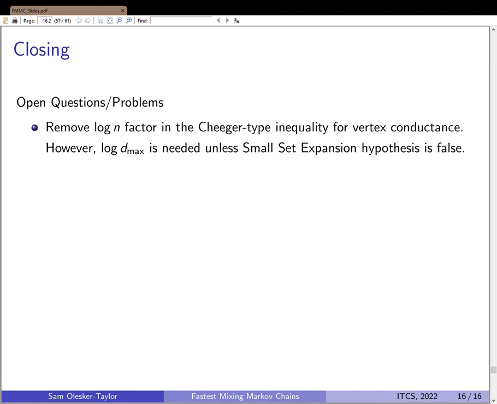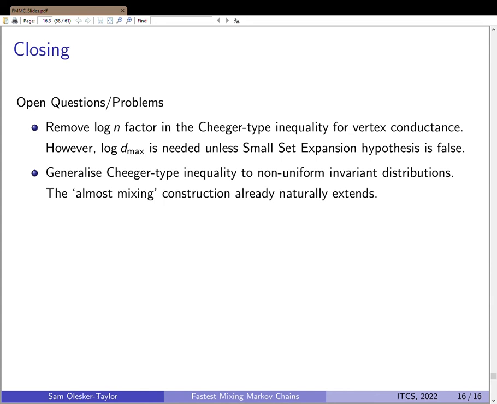We'd also like to generalize the Cheeger type inequality to non-uniform invariant distributions. Now, we had thought this might be fairly easy, and it is easy to get really trivial bounds that involve factors of pi min over pi max and stuff like that. But we weren't able to prove the same sort of result for general invariant distributions, and so this is certainly an important open question. The almost mixing construction actually already immediately extends. Basically, just instead of looking at the cardinality of a set, you look at the invariant measure of a set.